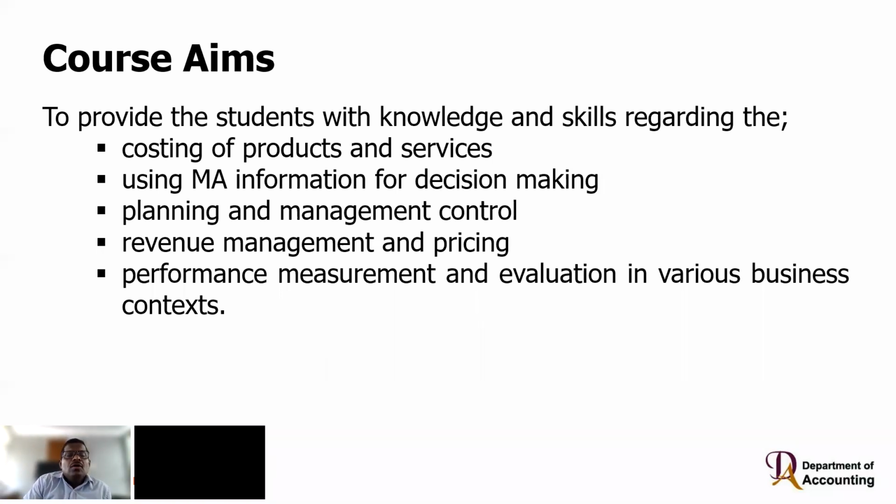So we have 5 objectives. We basically discuss the techniques and knowledge required for costing a product or service, how we can use management accounting information for decision making, and also how we can use it for planning, management control, and revenue management and pricing. Finally, we will focus on performance measurement in different business contexts, maybe service, maybe manufacturing, maybe the banking sector.